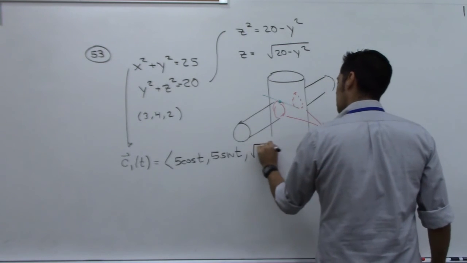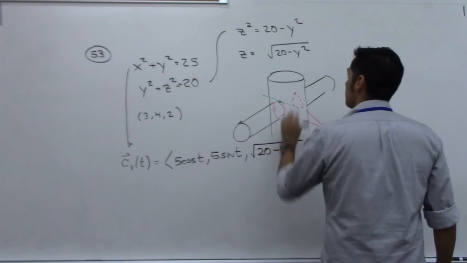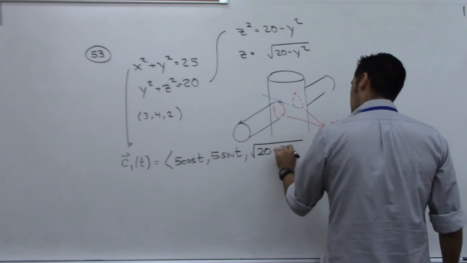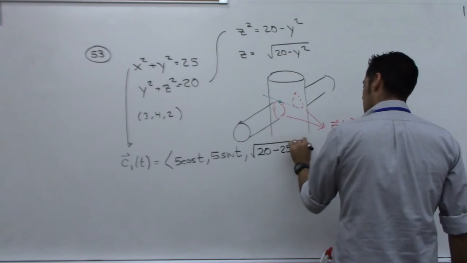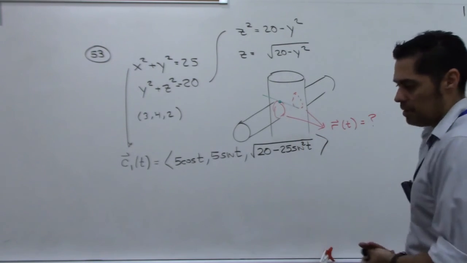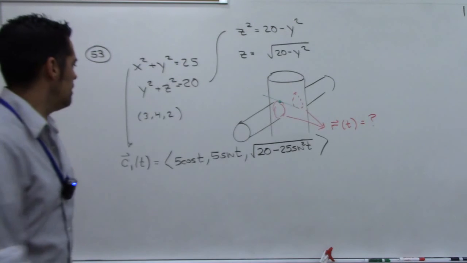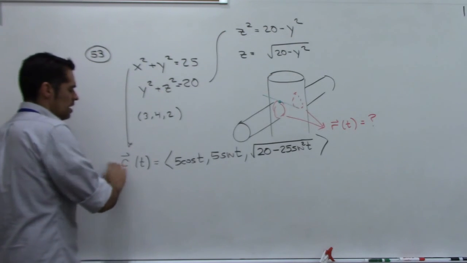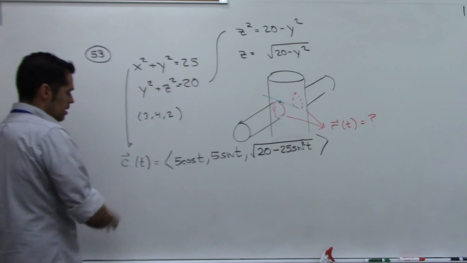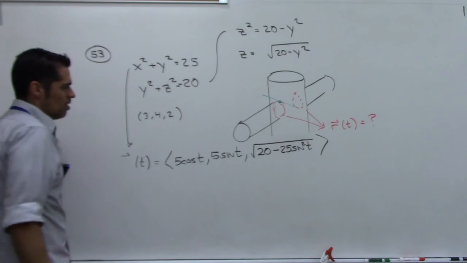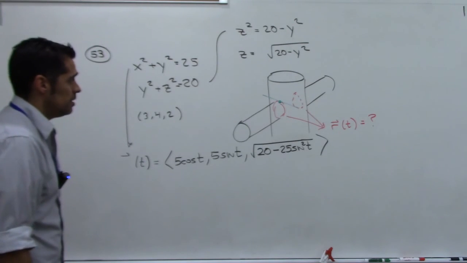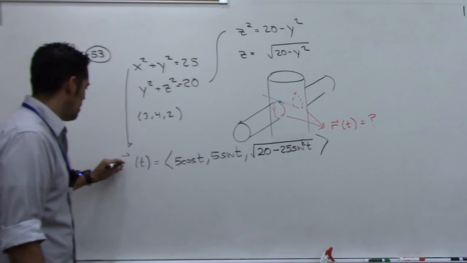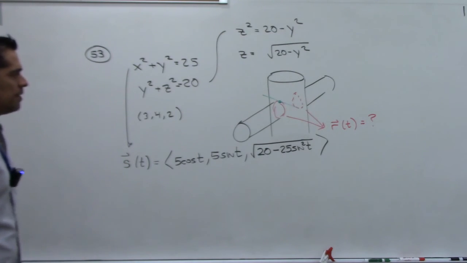that root 20 minus Y squared, but Y, remember, is this. So square that, you get 25 sine squared T. That is the vector equation. I should have just called this, because this is not the vector equation of this cylinder, it's their intersection. So why don't we just call it, I don't want to call it R, intersection, crossing, however you want. I'll just call it S of T, all right? And then I'll let this one be the R.